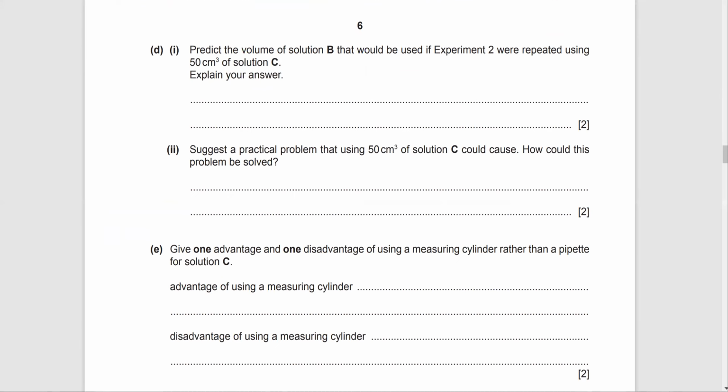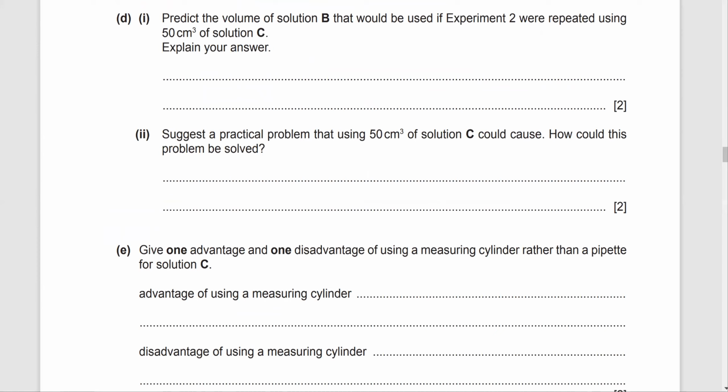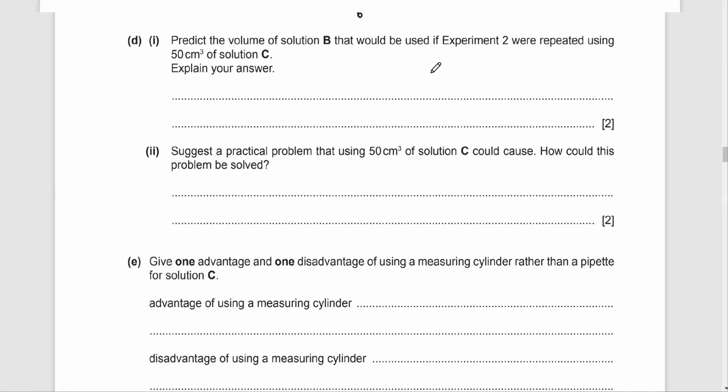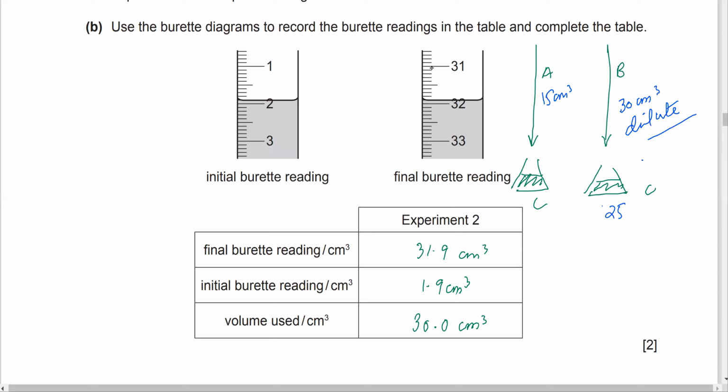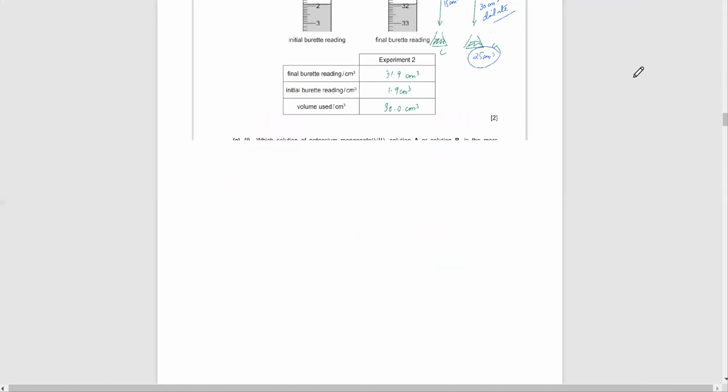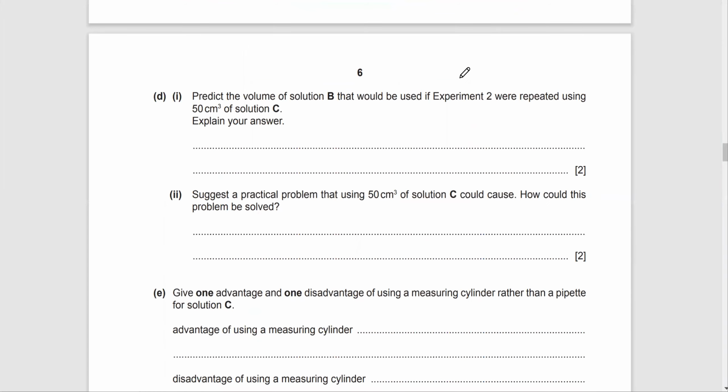So the next part is predict the volume of solution B that would be used if experiment 2 were repeated using 50 cm cube of solution C. So come back to the volume of B. How much C is being used now? I think it was 25 cm cube. This is mentioned in the question. So if we double this amount, what would be the volume of B that would be required? What's the answer? 60 cm cube. Okay, so it's obviously 60 cm cube. So the answer would be 60 cm cube.